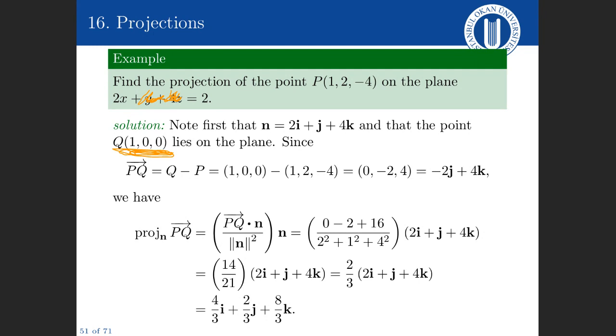If you want to, you can say, let's say x is 0 and z is 0, and then we'll choose y equal to 2. And then you would get the point 0, 2, 0. That's also a point on the plane, and that would also give the correct answer.